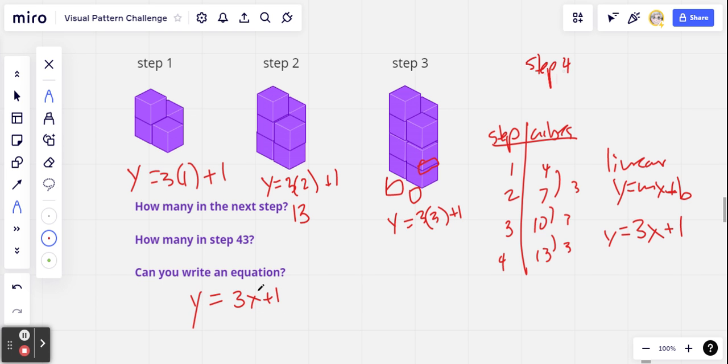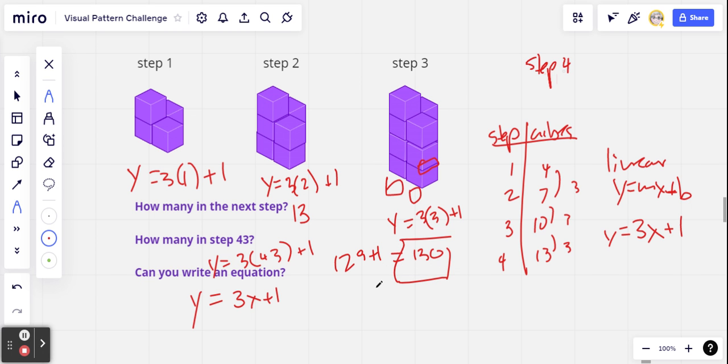Now to get step 43, we're just going to plug that in for x in our equation. So y equals 3 times 43 plus 1. And 3 times 40 is 120, 3 times 3 is 9, so that's 129 plus 1. So that is 130 cubes in step 43.